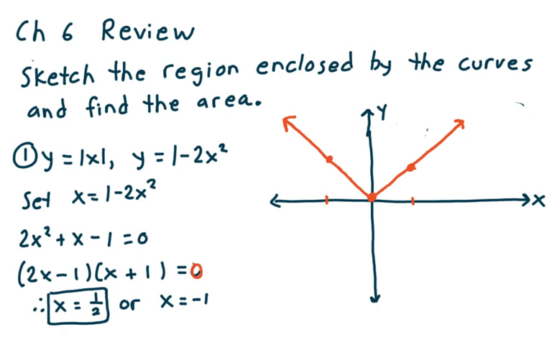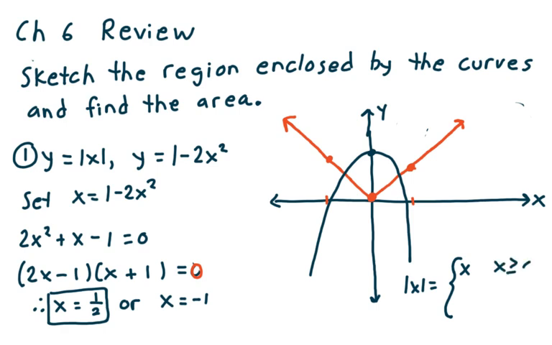And y equals 1 minus 2x squared represents a parabola. So we have a vertex at 0, 1, and it's going to go like so, roughly speaking, right? Now, recall the definition of the absolute value of x. So I'll put it down here. The absolute value of x is x so long as x is greater than or equal to 0. It's negative x as long as x is less than 0.